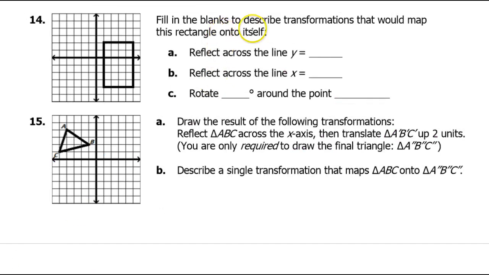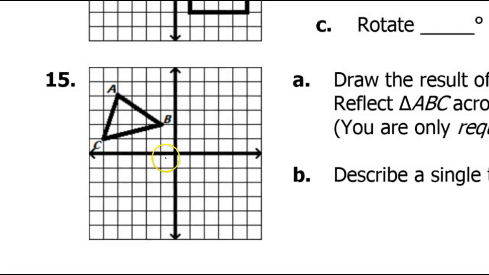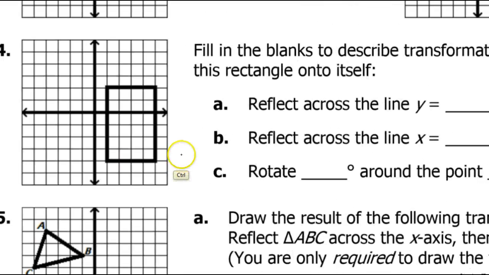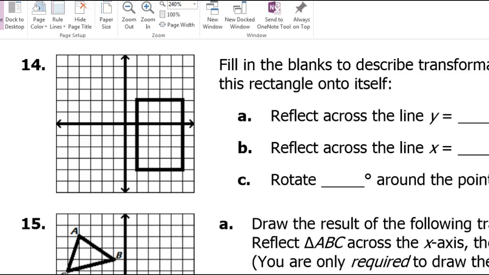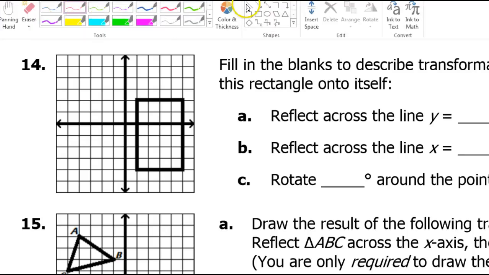Okay, for number 14, I'm supposed to fill in these blanks. I've got this rectangle, and I want to describe the transformations that would map the rectangle onto itself. When you talk about mapping something onto itself, you really are talking about lines of symmetry. So the line y equals what would be a line of symmetry? Remember that y equals is a horizontal line. So what is a horizontal line that would be a line of symmetry? That's all we're really asking.